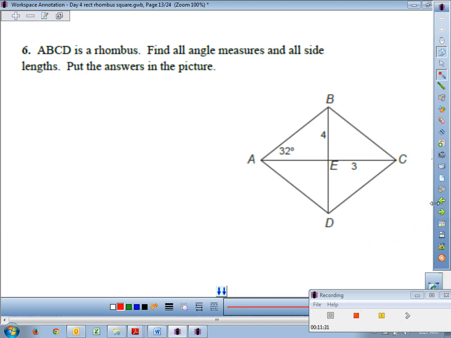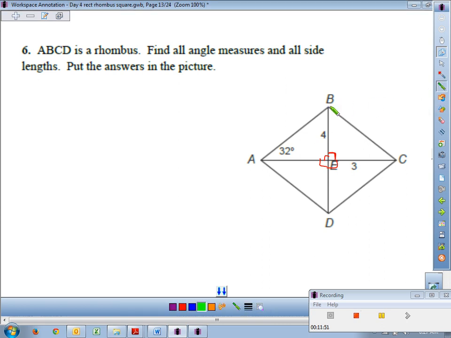So let's do some rhombus problems. It says ABCD is a rhombus. The big trick is to go straight to the diagonals and know that they're perpendicular to each other because the diagonals perpendicularly bisect each other. And let's find some missing sides.